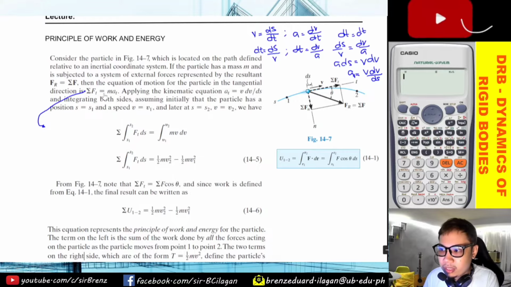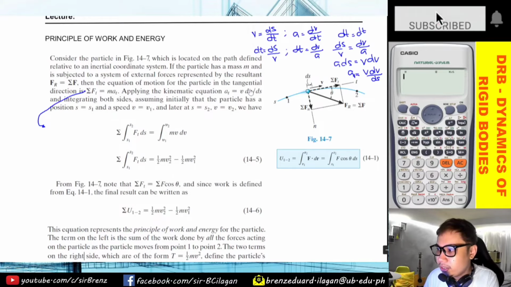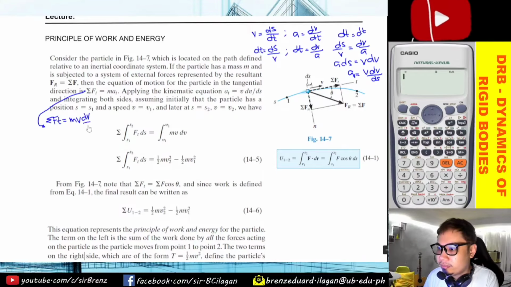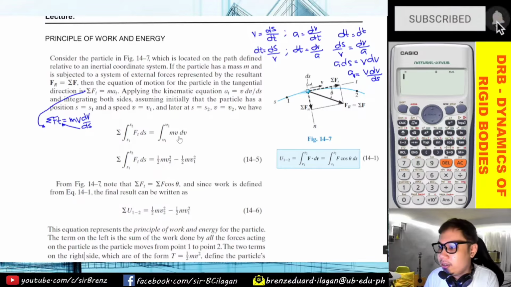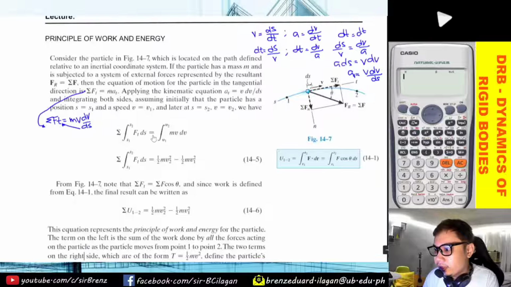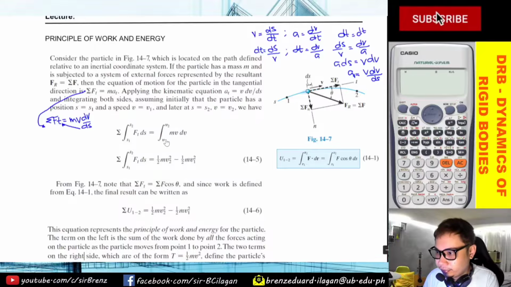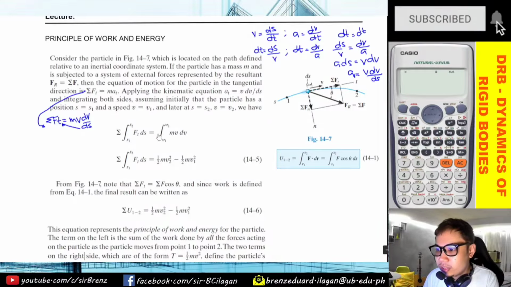So, yung summation of f sub t is equals to m. Sinubstitute niya lang yung a sub t with this relationship. So, anong nangyari? That will become summation of f sub t equals m times v dv all over ds. And then ang nangyari nga lang, itinaas niya dito, kaya naging ganito. Okay, so, anong sunod nangyari? So, in-integral niya both sides. Ayan. So, the equation now becomes, ito.